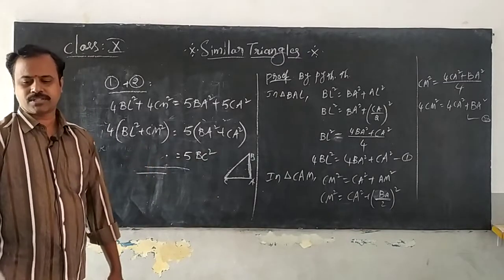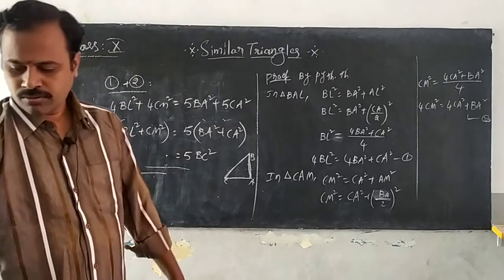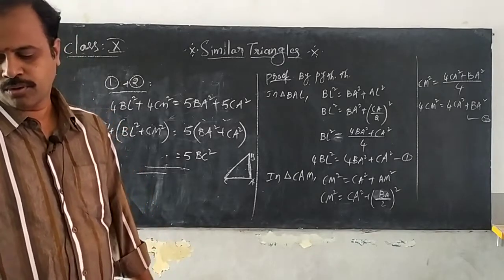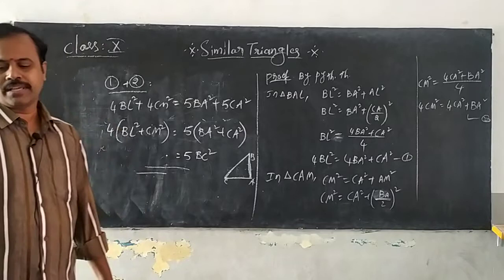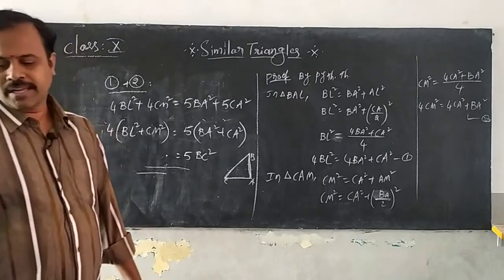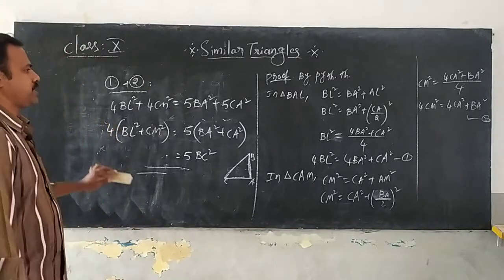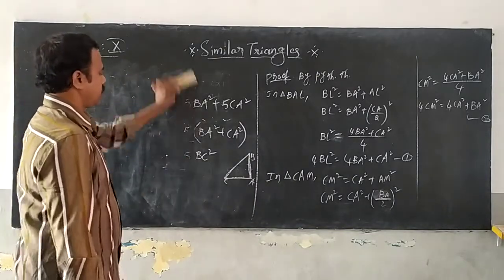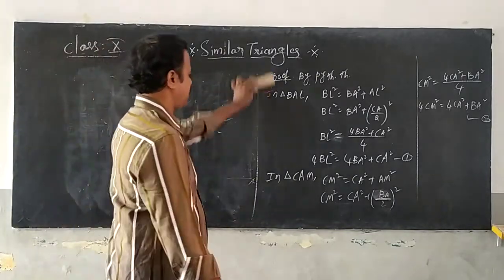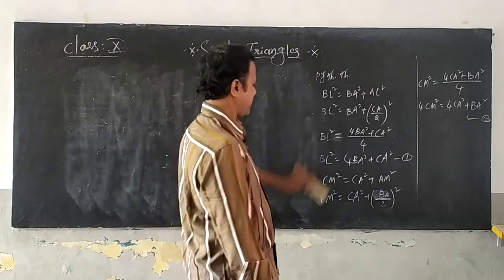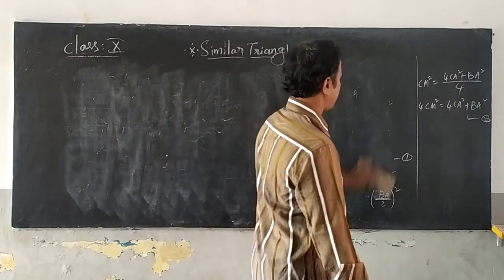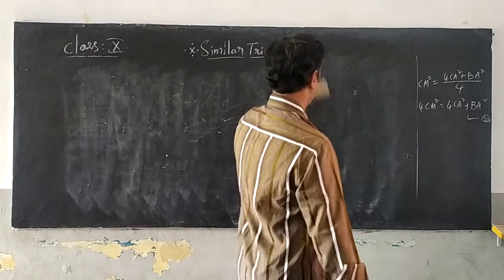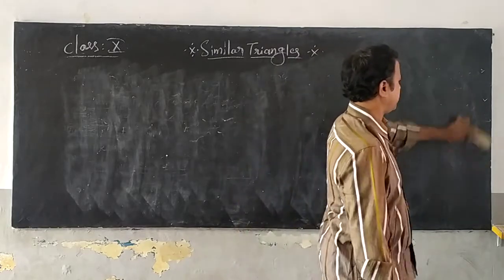Okay? Right. Now we go to the 13th example. Look at the example. O is any point inside a rectangle ABCD. So this is also one of the important questions based on Pythagoras theorem.